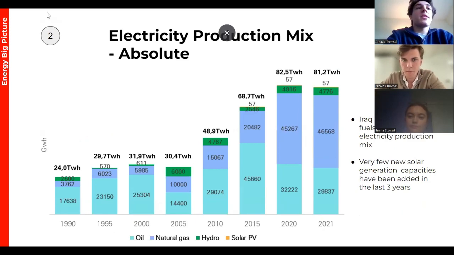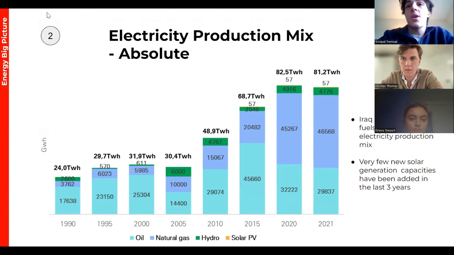Yes, perfect. Thanks, Nicolas. So yeah, now let me introduce you to the electricity production mix of Iraq. So when looking at the graph in absolute terms, electricity production has more than tripled since the 1990s and nearly doubled since 2010, with a total production of 82.5 terawatt hours in 2020, with a slight observed drop in 2021.